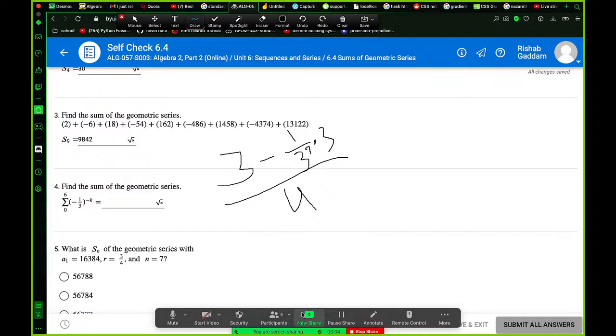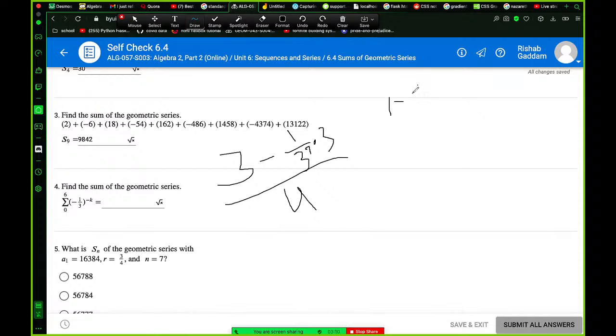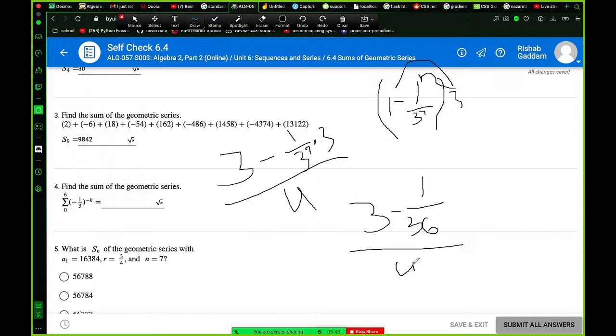Wait, was it 1 minus 1 over 3 to the 7th? Yeah, it was 1 minus 1 over 3 to the power of 7, and then 3 was being distributed, so I just distributed that. So it would be 3 minus 1, and you can simplify this right away. It becomes 1 over 3 to the power of 6. Sorry, that's not a 36, that's 3 to the power of 6.